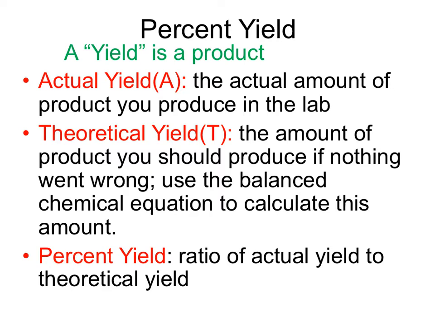The actual yield, which we will symbolize as A in the equation, is the actual amount of product that is being produced in the laboratory. The theoretical yield, which we will symbolize as T, is the amount of product we should produce in lab if nothing goes wrong. And in order to calculate theoretical yield, we're going to use the balanced chemical equation.